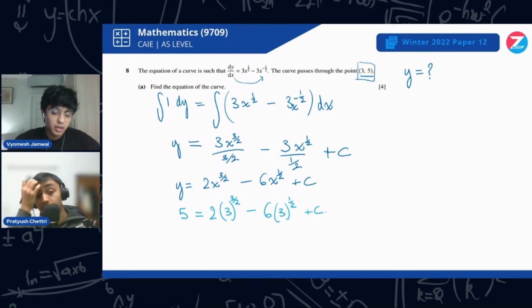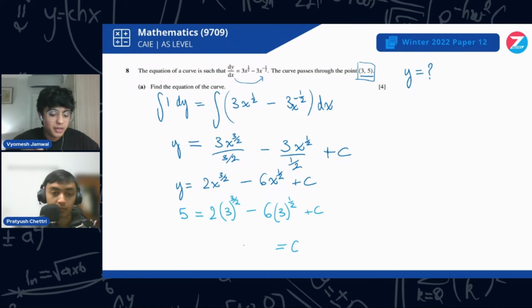So it's going to be 5 equals to 3. Wait, let's see what this is. Oh, wait, I'm getting a weird value. I guess the answer would be in thirds either way, especially for the value of c. So it's just going to be 3 cube.